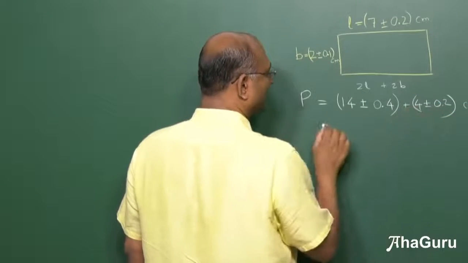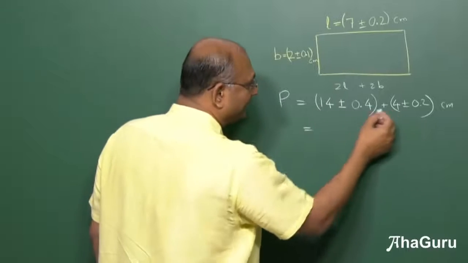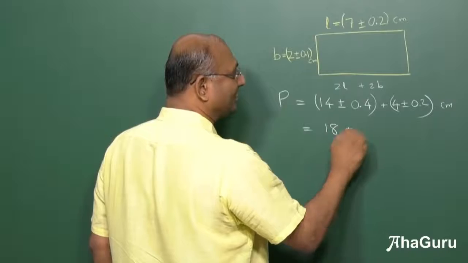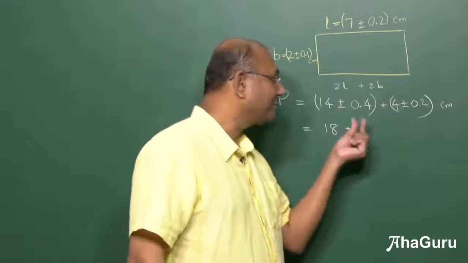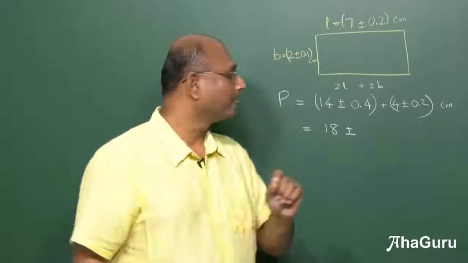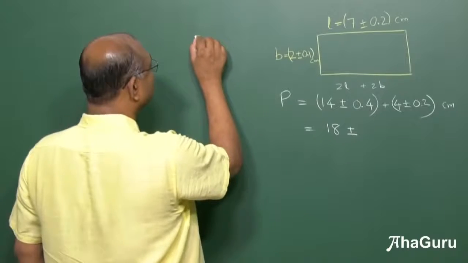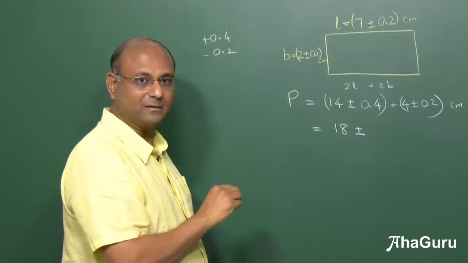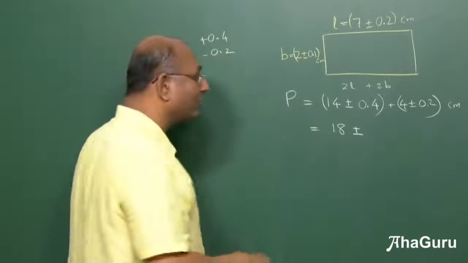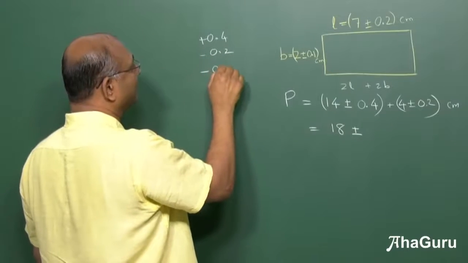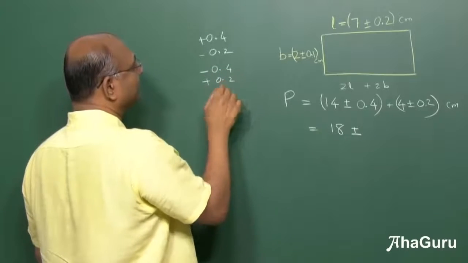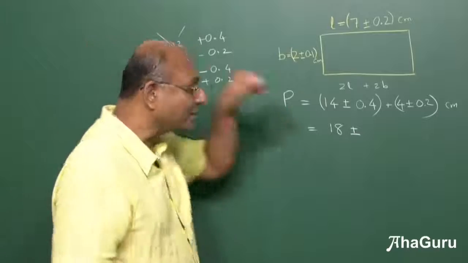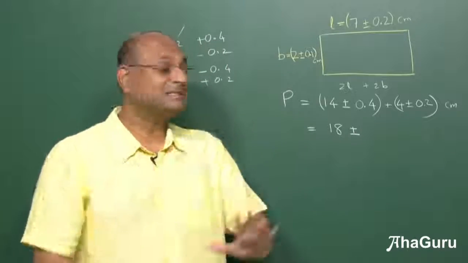Right, so look at the perimeter. The perimeter is 14 plus 4. How much is 14 plus 4? 18 plus or minus. Now what do I have? I have plus or minus 0.4 plus or minus 0.2. It could have been plus 0.4 and minus 0.2. Correct? But if it did this, you will get a plus 0.2. But it could have also been minus 0.4 plus 0.2. And so you can say it is plus or minus 0.2, but this would be wrong. Why? Because this is not the worst case scenario. What is the worst error you can get?